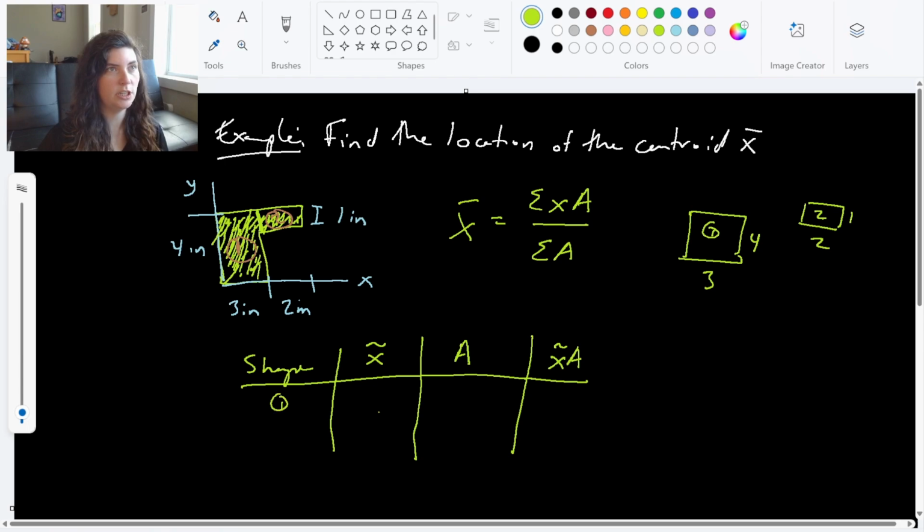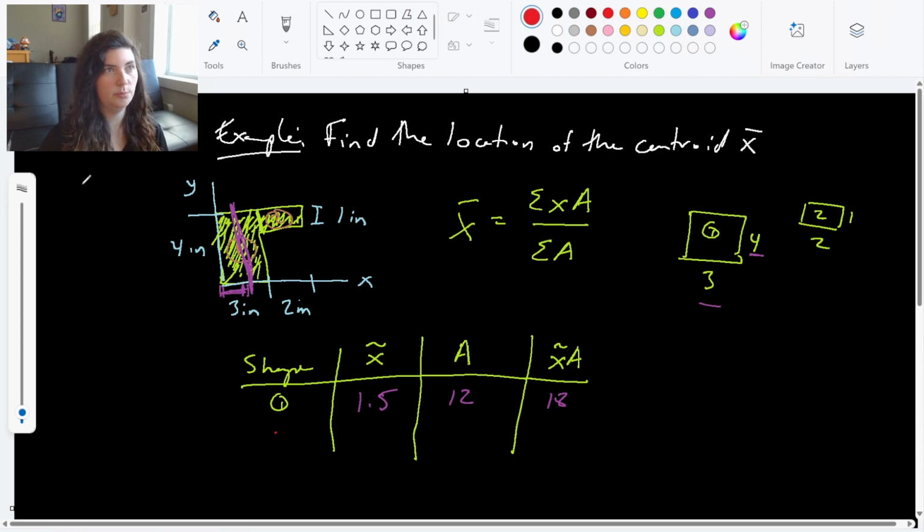So for my first shape, shape 1, my x centroid is going to be halfway through the shape since it's a rectangle. The centroid for a rectangle we know is halfway through. So the x location, halfway through 3, is going to be 1.5 inches. The area of my shape is 3 times 4, which is 12. If I multiply those across, 1.5 times 12 is 18.